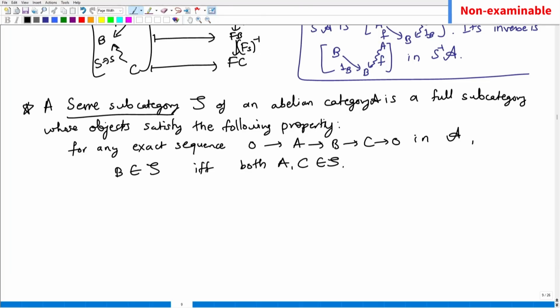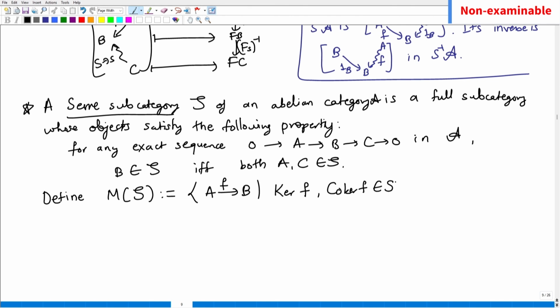Now define a class of morphisms corresponding to this to be all those morphisms F from A to B such that the kernel object and the co-kernel object of F belong to S.